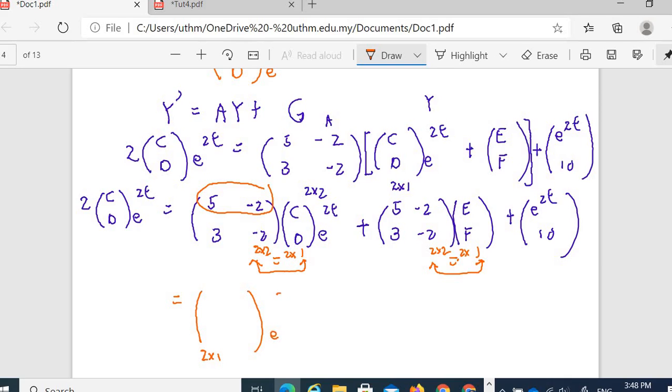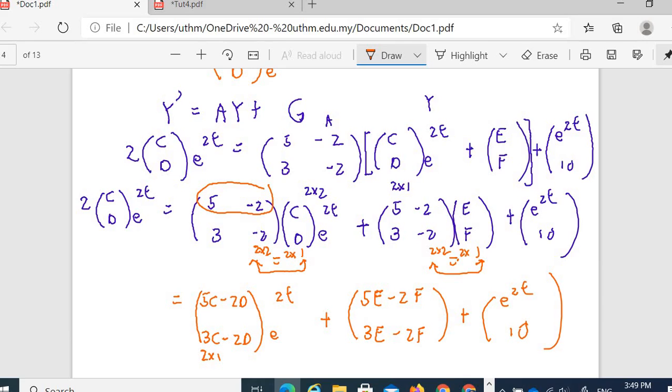The result is a 2 by 1 vector. The exponent 2t just goes outside. So you get 5c minus 2d. Second row times first column gives 3c minus 2d. Add up with this one: 5e minus 2f, and 3e minus 2f. And then this is exponent 2t and 10. So you may collect exponent 2t here, 10 here.